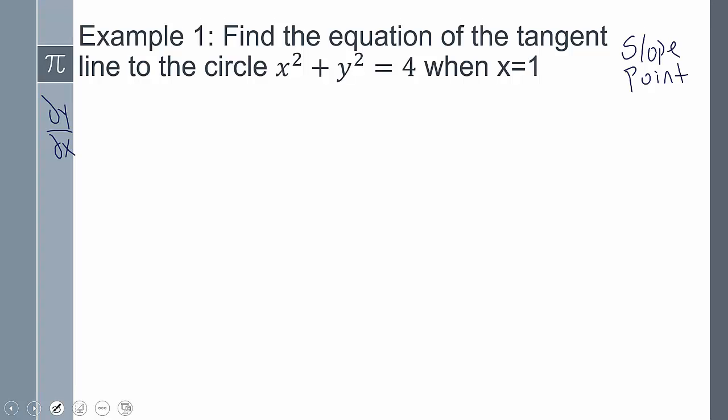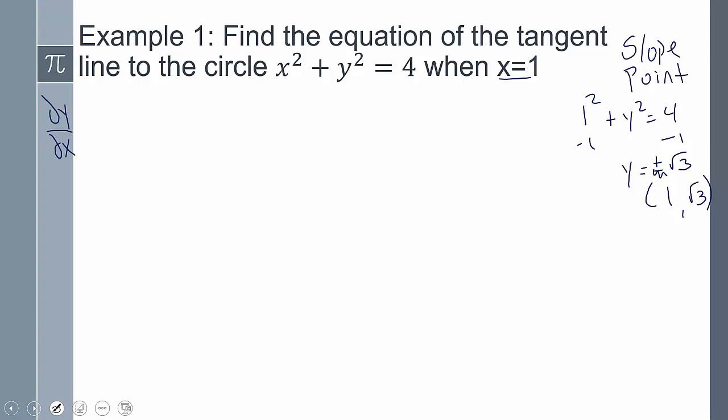Now to find the point, x equals 1, I can plug in 1 for x, get y by itself, and that's going to give me the point. So I'm going to do that real quick. So 1 squared plus y squared equals 4, minus 1, y equals plus or minus root 3. In this instance, the positive root 3 is going to be associated with the positive 1. So my point is going to be (1, root 3).